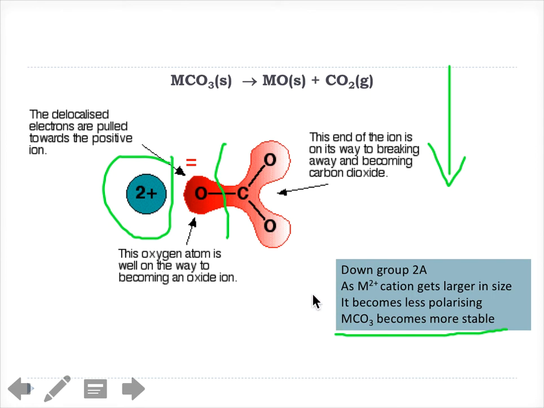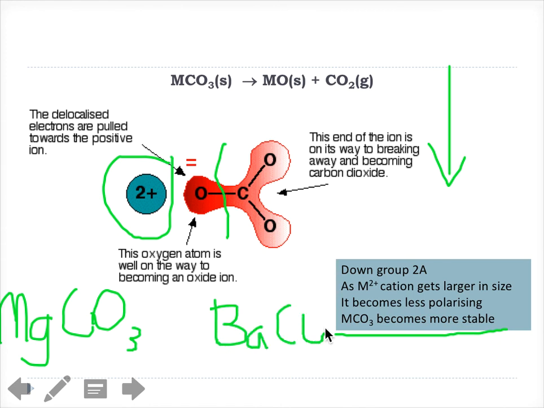So if we compare the decomposition temperature of, say, magnesium carbonate and barium carbonate, magnesium carbonate will have a lower decomposition temperature, because the Mg2+ is more polarizing than the Ba2+. Less energy is required to break this bond to release the CO2.